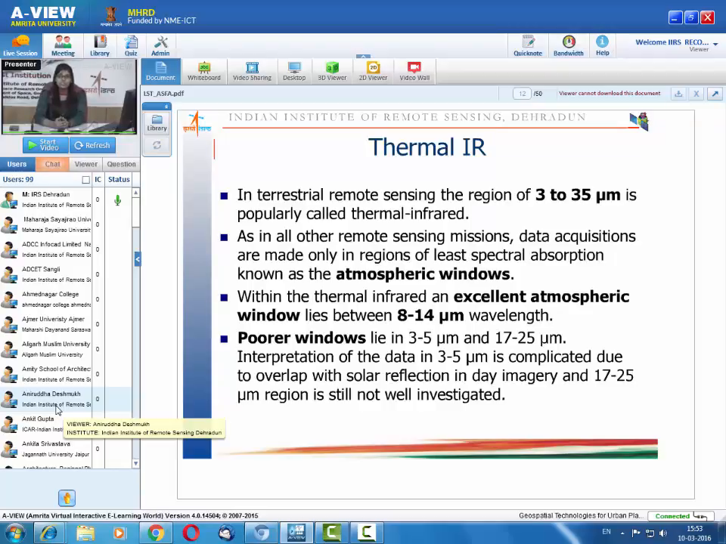The poorer windows lie from 3 to 5 and 17 to 25 micrometer. Beyond that, it has not been explored so far and not much work has been done.